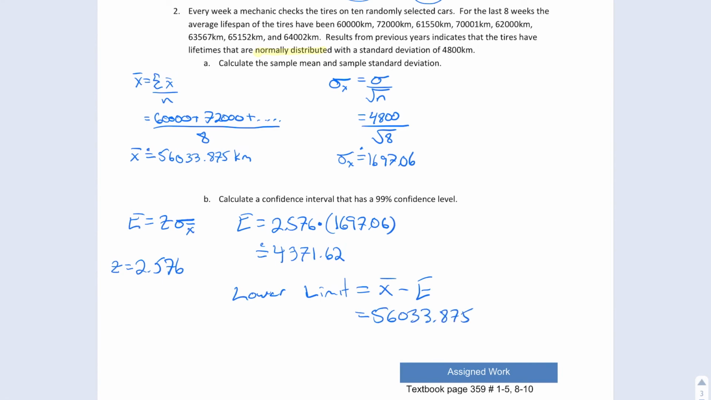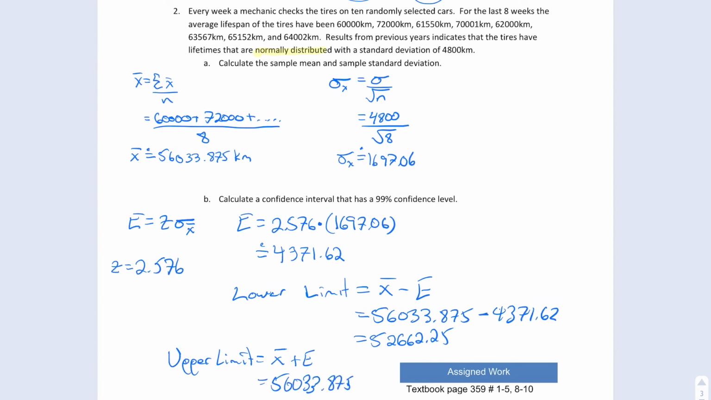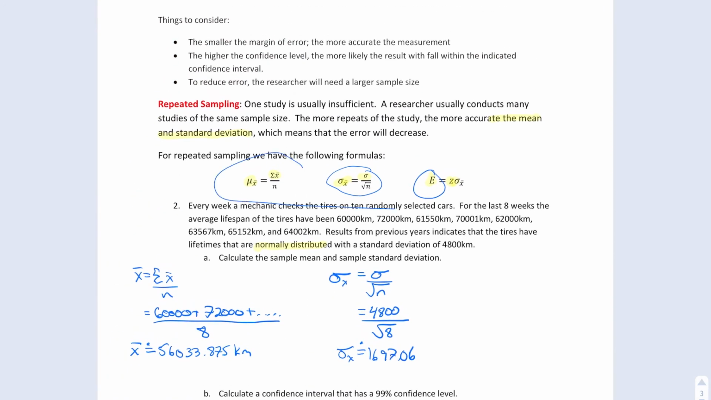So my lower limit takes my mean minus E. So my mean here is 56,000 that we calculated, minus the margin of error. So if we punch that in, oops, 52,000. And then my upper limit, similar, only adding them. And we get, let me see here, 60,000 actually.